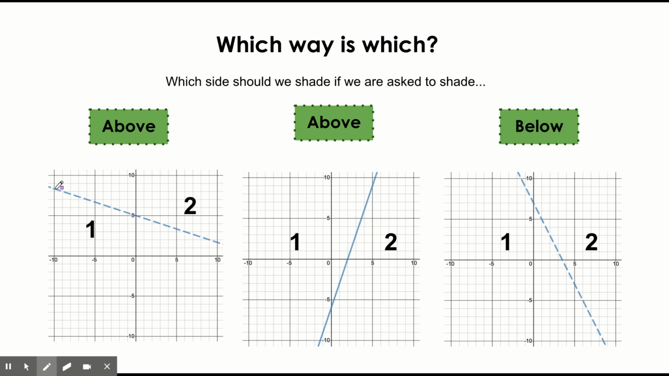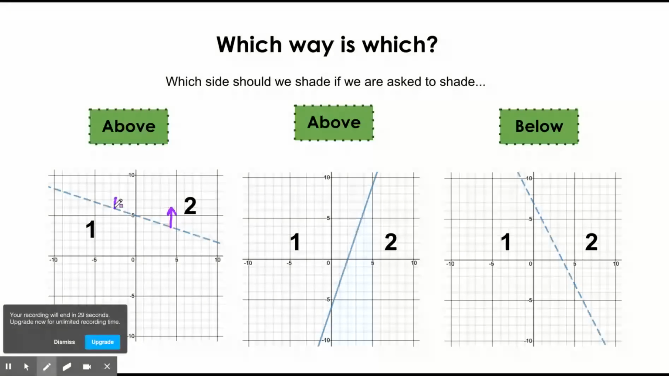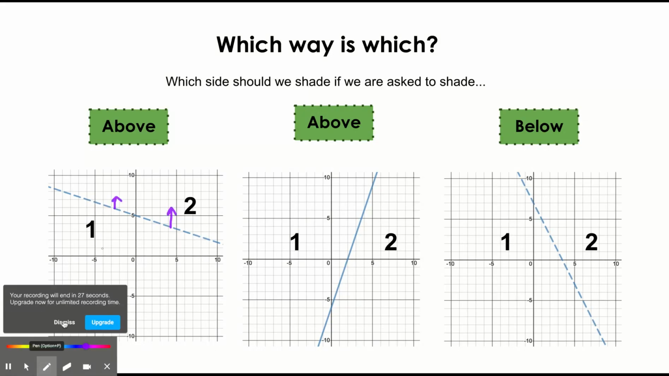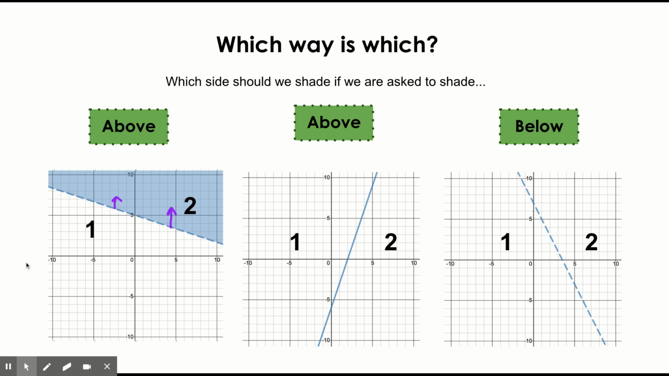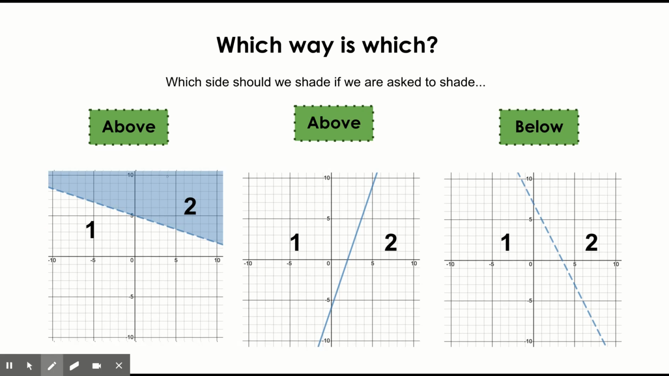Looking at this line, again, this is a nice line to work with. It's pretty flat, so it's fairly easy for me to see that if this is the line, this must be the above section. But again, I can just take any location on that line, just point upward if I want to go above. And that will lead me here. So this is where I'm going to want to shade in this situation. All right, what about the next one?